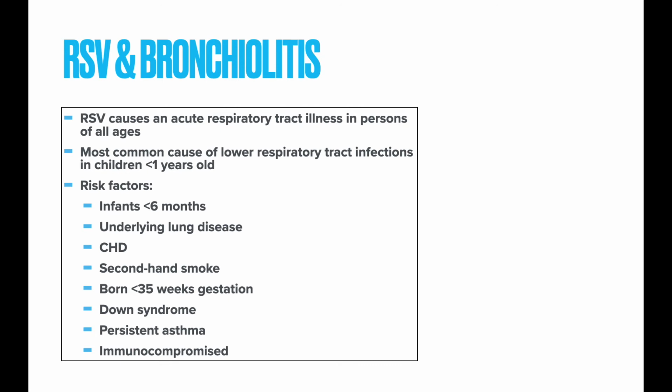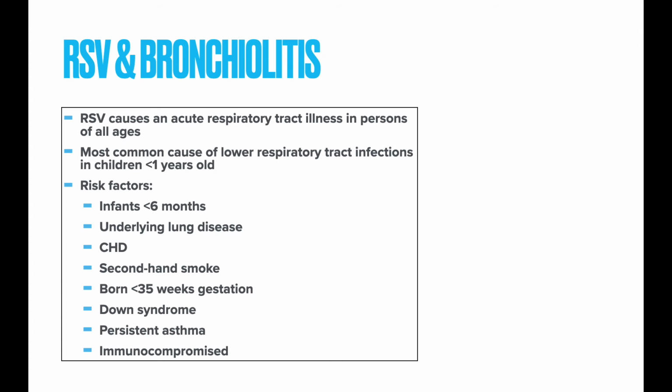Additionally, patients with underlying lung disease, those with congenital heart defects, those patients that are exposed to secondhand smoke, premature infants born before 35 weeks gestation, those individuals with Down syndrome, patients with persistent asthma, and then those who are immunocompromised are all going to be at an increased risk of developing RSV.